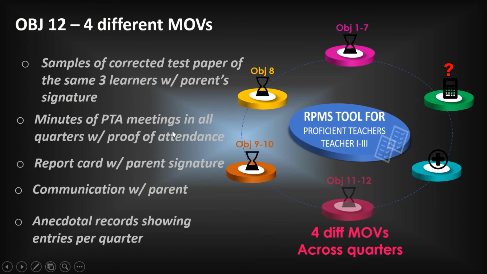And then, minutes of PTA meetings in all quarters, with proof of attendance. And then, report card with parent signature. Or if hindi ka naman po advisor, you can make use of communication with parent. Yung ating pong Cardex 1 and Cardex 2, pwede po natin magamit. And then, anecdotal record showing entries per quarter. Kailangan po ang entries ay from first quarter to fourth quarter. If not, it's an invalid MOV.